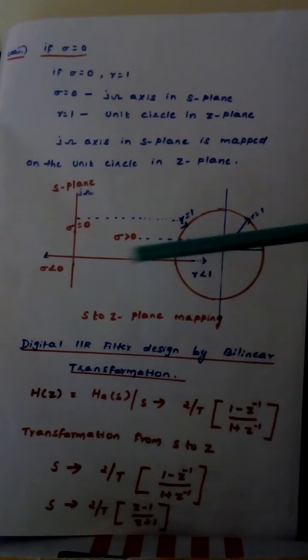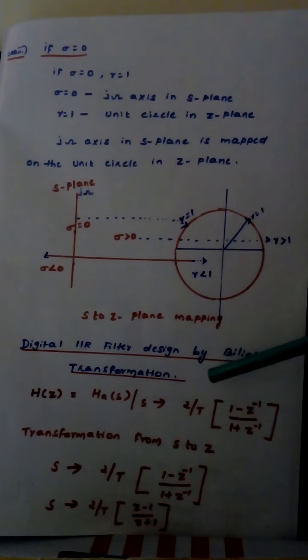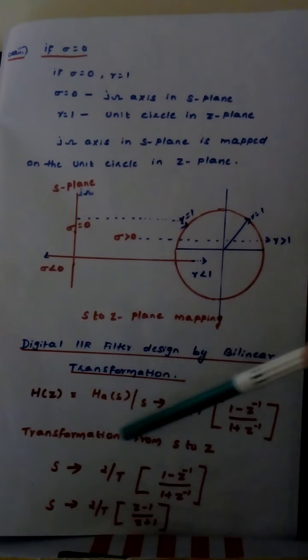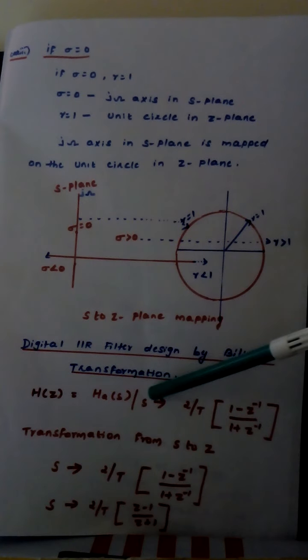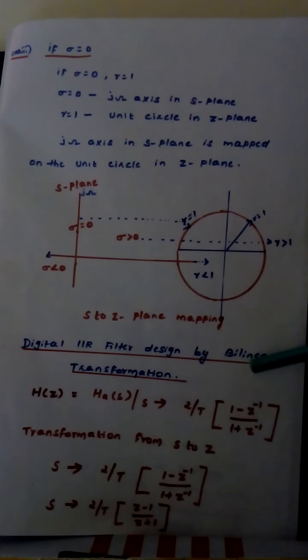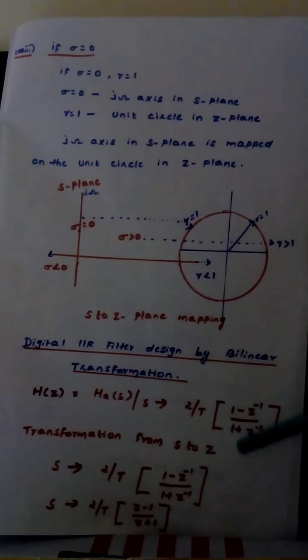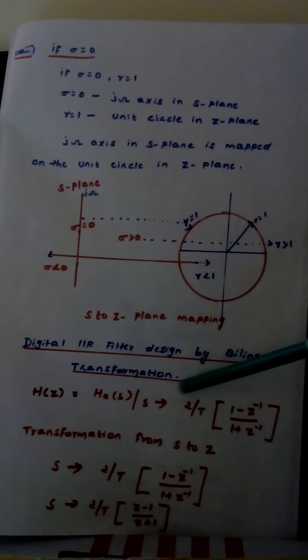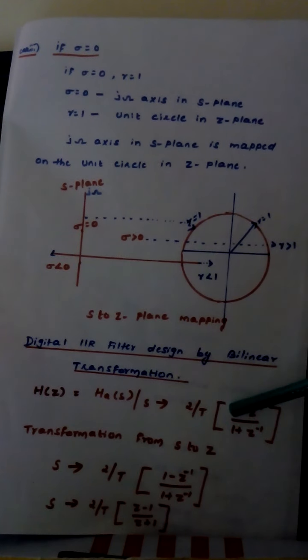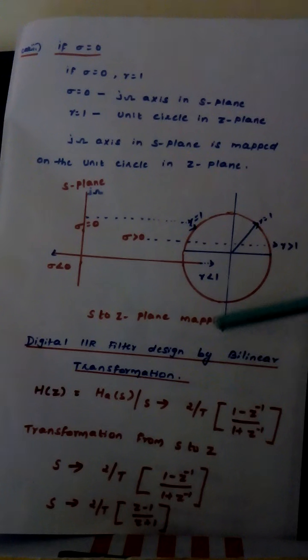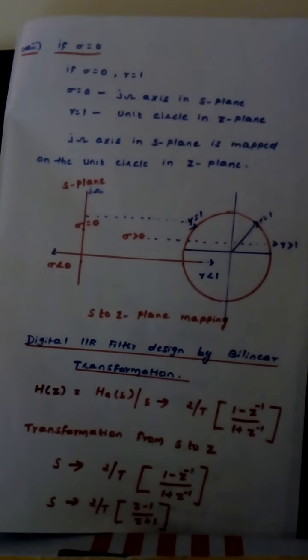So next one is digital IIR filter design by bilinear transformation. Here we just have to do the transformation once. If you are getting your H_a of s, the s value will be replaced by this term, that is 2 by T into (1 minus z to the power of minus 1) divided by (1 plus z to the power of minus 1). Using this transformation, we can convert this H_a of s into H of z. So this is the transformation we are using in the bilinear transformation, and this is the formula we are using here.